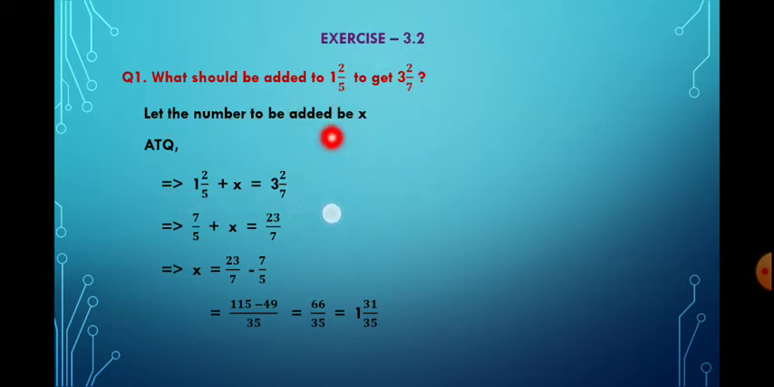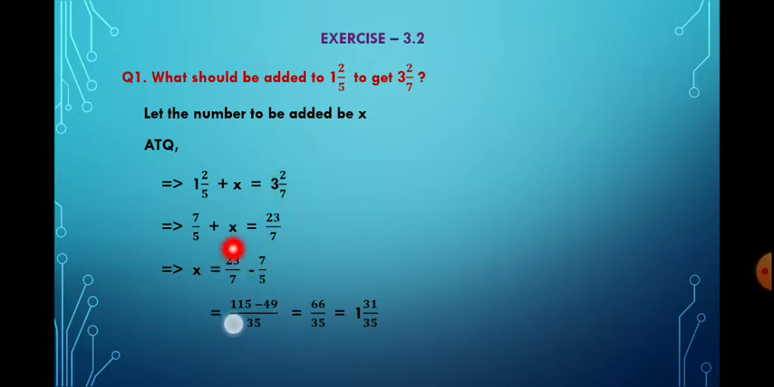Let the number to be added be x. So according to the question, we can write it as 1 2/5 plus x equals 3 2/7. So converting these mixed fractions into improper ones. 5 ones are 5 plus 2 is 7/5 plus x equals, converting this mixed fraction into improper, 7 3s are 21 plus 2 is 23/7.